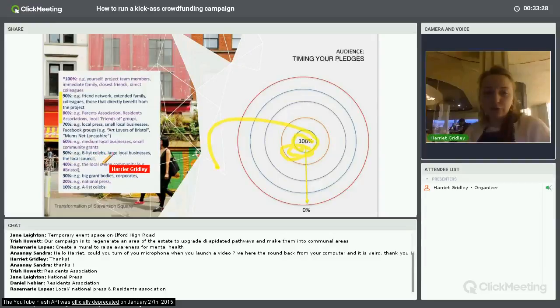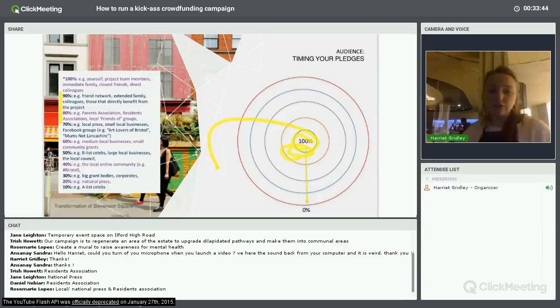So then you can move on to the more general online community. You can search for geographical areas, like you could just search for the Bristol hashtag and see what's in the area and use that as a way to promote it.